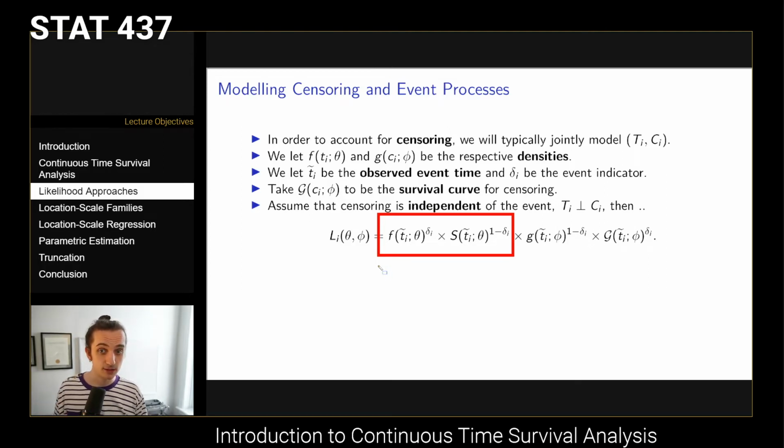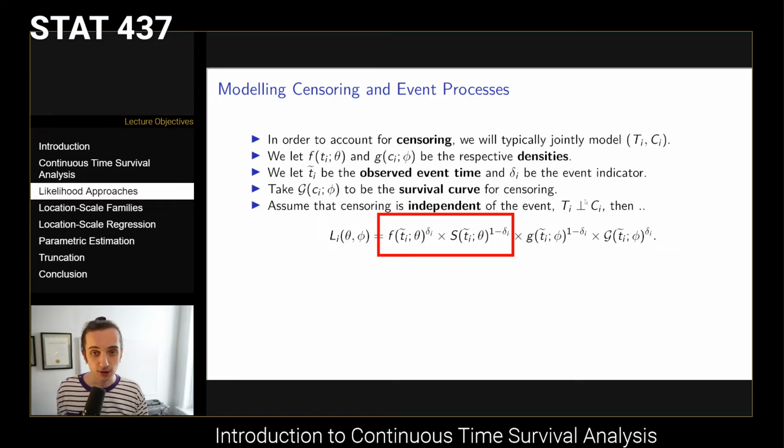If delta i is 0, right? So that we observe them being censored at time Ti. Well, then what contribution do they have to the event process? All we know is that we observed them for at least that long. They survived at least that long. And so what we know is that the probability that they survive at least that long is the survivor function evaluated at the observed time, right?